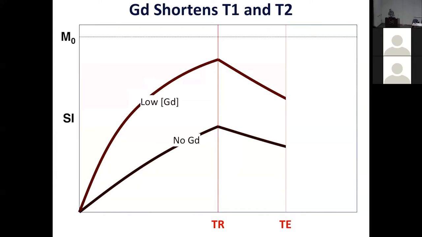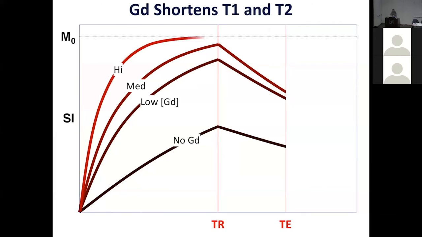Maybe giving even more gadolinium helps even more. So if we give a medium amount of gadolinium, a slightly greater amount, again, we recover faster, but we're going to lose signal faster. And notice that the incremental gain is now quite small. So from no gadolinium to a small amount of gadolinium, there was a huge boost in signal. When we give more gadolinium, the incremental gain is very small. Let's give even more gadolinium and see what happens. If we give even more gadolinium, we recover faster.